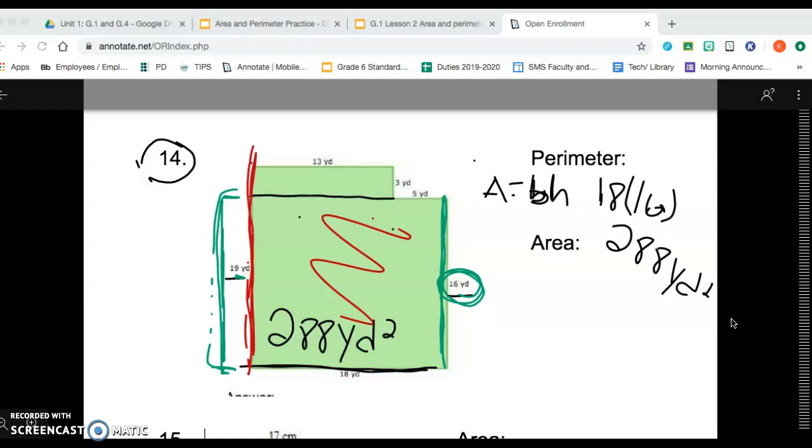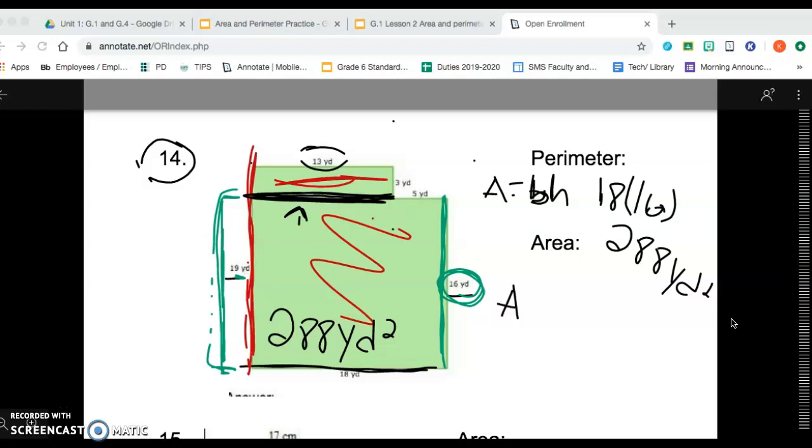So now we just need to find the area of this little rectangle right here. So again, it's the same thing. Area is base times height. So if we're looking at our base, this is our base, right? But remember, opposite sides are equal in a rectangle. So if this up here is 13, that means that this line right here that we need is also 13. So our base is 13.